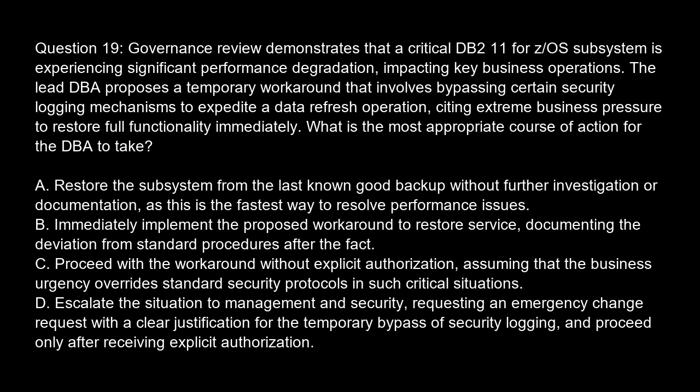Option A. Restore the subsystem from the last known good backup without further investigation or documentation, as this is the fastest way to resolve performance issues. Option B. Immediately implement the proposed workaround to restore service, documenting the deviation from standard procedures after the fact. Option C. Proceed with the workaround without explicit authorization, assuming that the business urgency overrides standard security protocols in such critical situations. Option D. Escalate the situation to management and security, requesting an emergency change request with a clear justification for the temporary bypass of security logging, and proceed only after receiving explicit authorization.